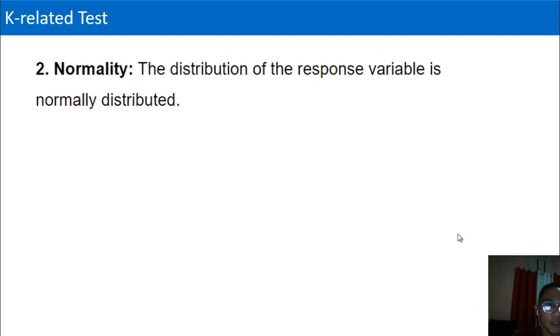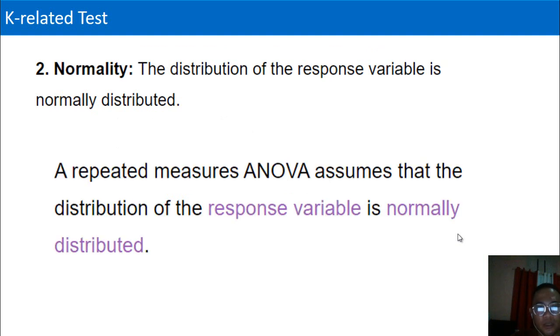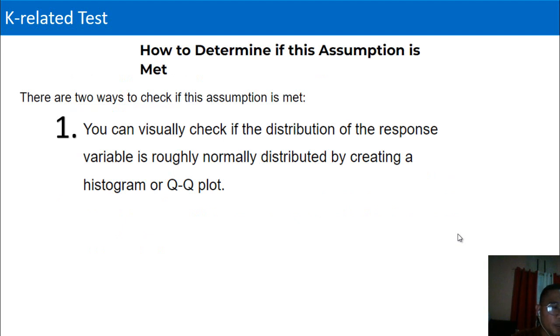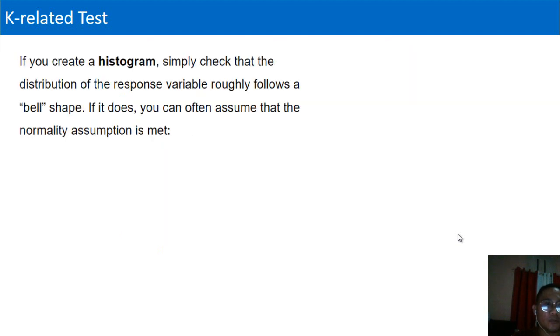The normality: the distribution of the response variable is normally distributed. How to determine if it is normally distributed? Of course, you can visually check using the QQ plot or the histogram. If you are going to create a histogram, you have to check visually if it is following the bell shape. If it is not, then it is possibly not normal.